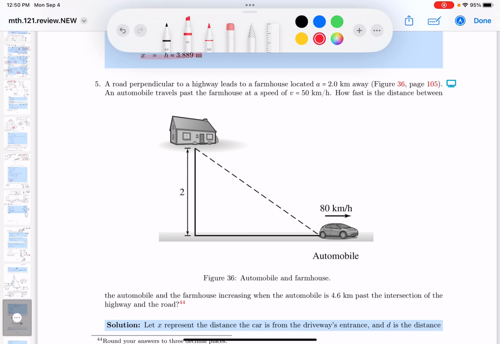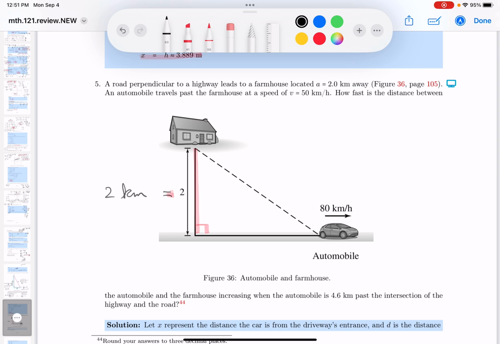Okay, I got a picture, and I want to make sure I understand the picture over here. A road perpendicular to a highway that leads to a farmhouse. So this is the road that's perpendicular to the highway. All right, and A is 2 kilometers. Let me get my pen out. This is 2 kilometers. This is 2 kilometers.